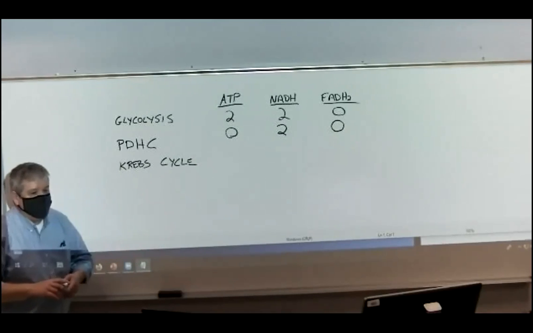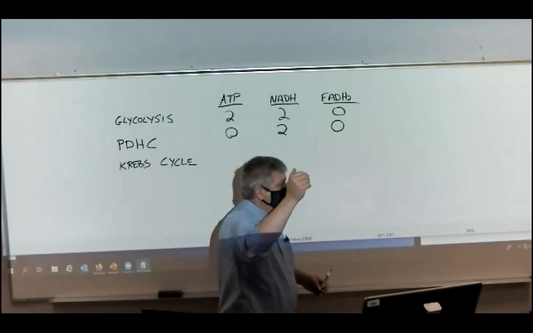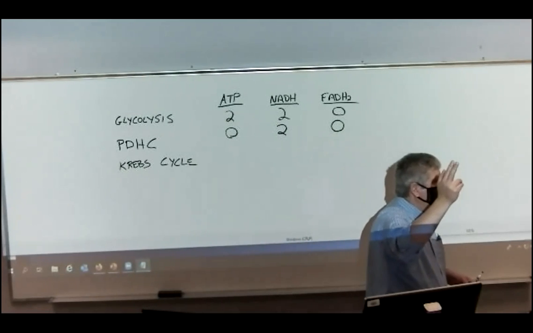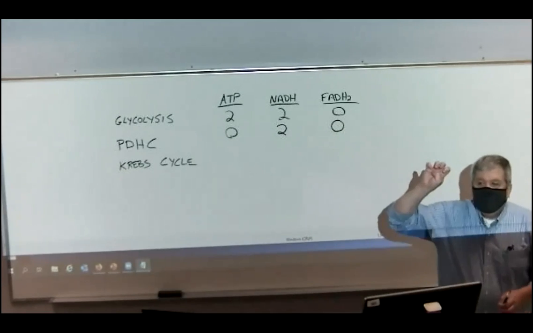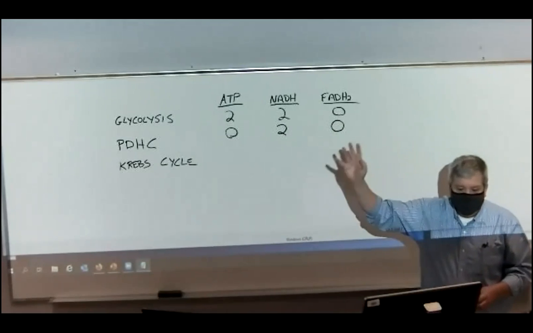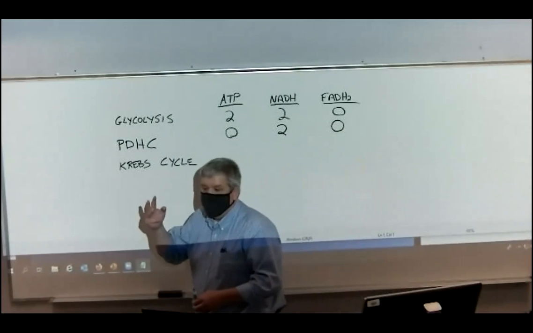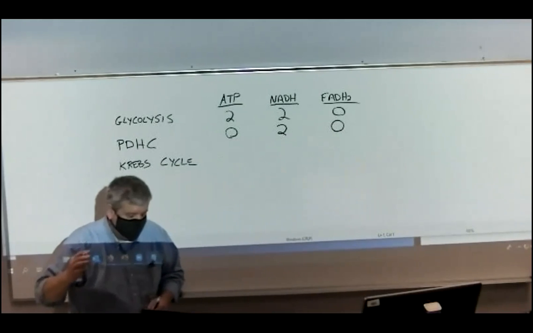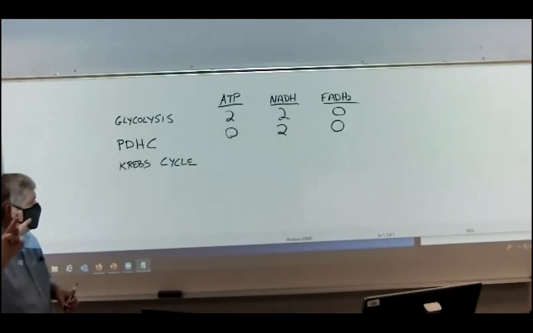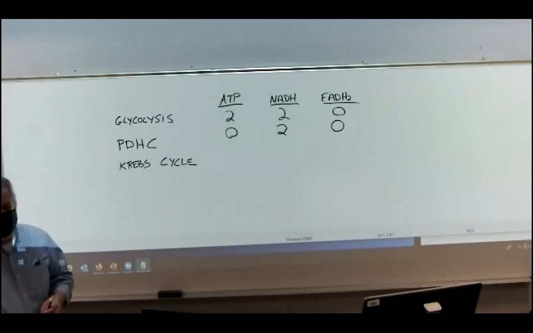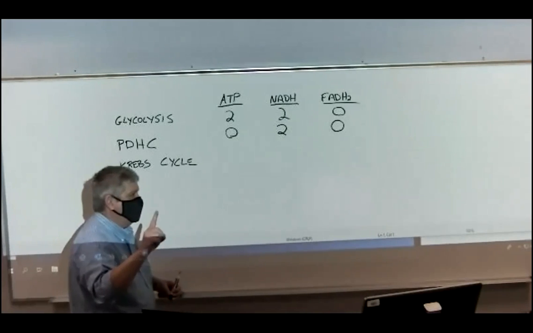Okay. So in the Krebs cycle, remember, we're going to start with a 2-carbon acetyl-CoA and a 4-carbon oxaloacetate. All right? For each time we go through the Krebs cycle, we're going to reduce 3 NAD to NADH, and we're going to reduce 1 FAD to FADH2, and we're going to make 1 ATP by substrate level phosphorylation.